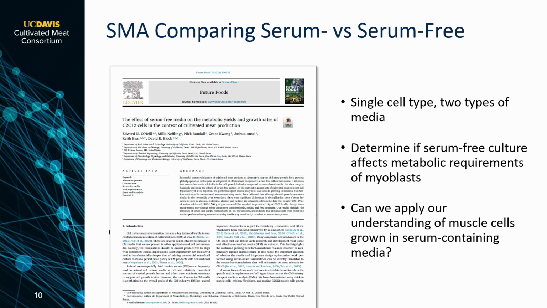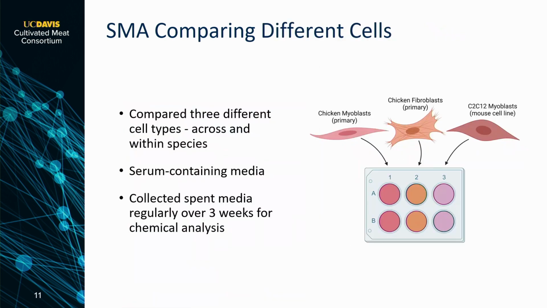And the results of this study were published recently, earlier this year, in Future Foods. The second spent media analysis study looked at 3 different cell types that could be relevant to cultivated meat research and development. So I isolated chicken muscle precursor cells and chicken fibroblasts from chicken embryos, and I compared those with the C2C12 mouse-derived muscle cell line.